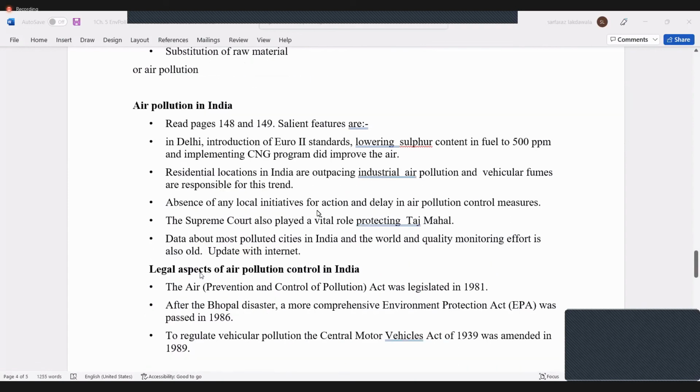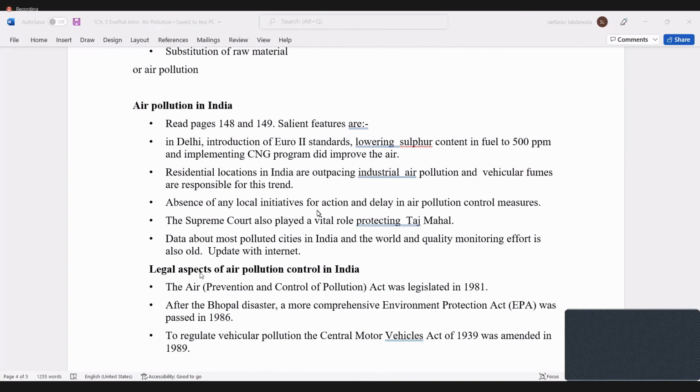In India, air pollution, we saw in Delhi the introduction of Euro 2. Now we have come out from the Euro standards, we have gone to Bharat standards. If you are aware, the vehicles are Bharat 4 controlled pollution. Lower sulfur contents in the fuel can help sulfur dioxide from being emitted in the exhaust of fuel, 500 ppm and below, and implementing the CNG has improved the air quality in Delhi. That is what they say.